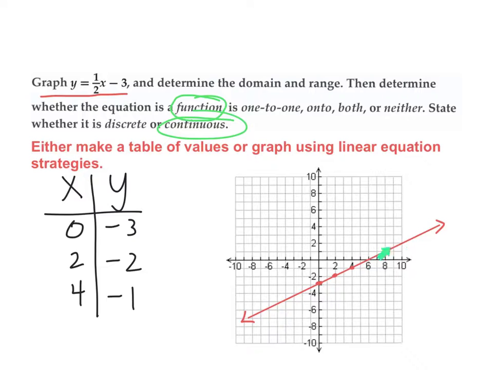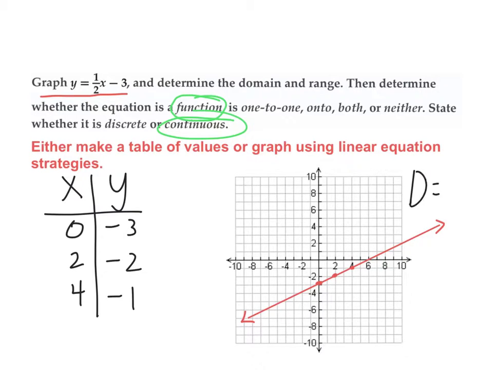As I travel along this line, what are the x values that go with it? 0, 2, 4 are the ones I chose. Are there other x values that go with this line? 6, 8. Does 8 have a point? Sure. Does 10 have a point? Does 20 have a point? Does 50 have a point? Does 1,000,000 have a point on this line somewhere? Yes. Okay, how about in the negatives? Same idea. If I went way out here on x, would it touch the graph? Yeah, it would touch the graph. So the domain is every single number there is.